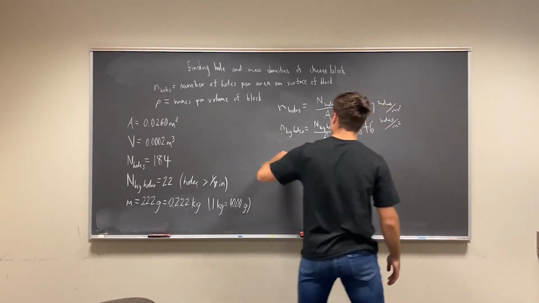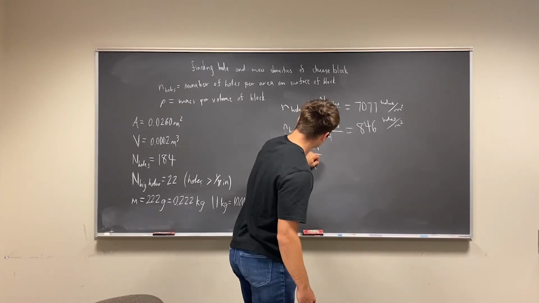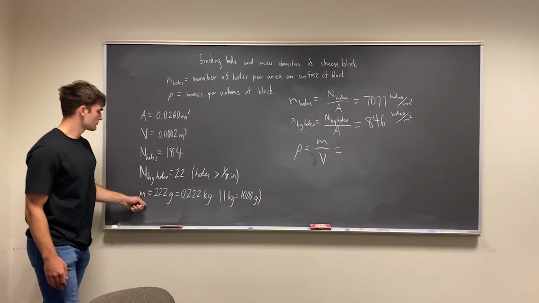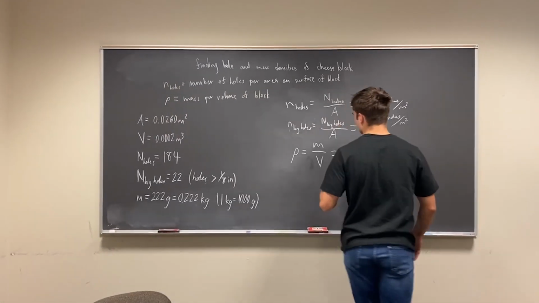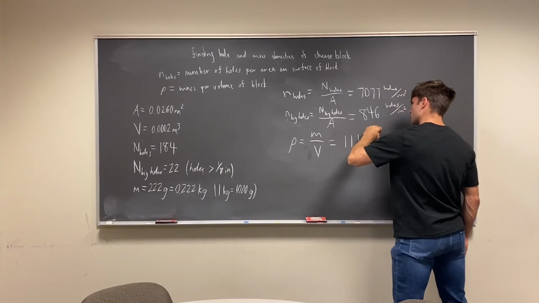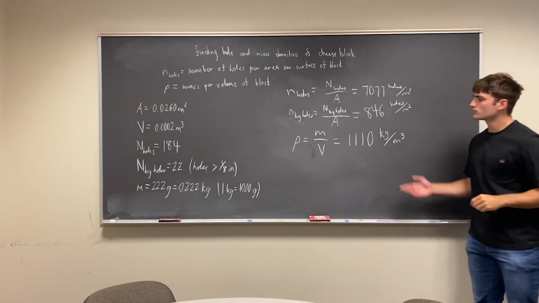Next, we'll calculate the mass density of the cheese block, which is the mass per unit volume. That's assuming a constant mass density is going to be equal to the total mass divided by the volume of the block, which when we calculate that will be equal to 1,110 kilograms per cubic meter.